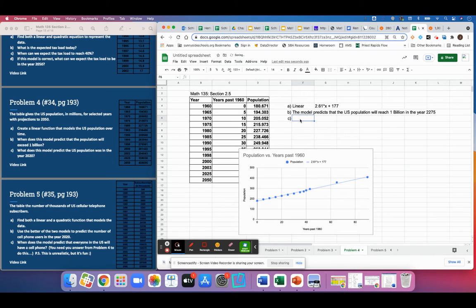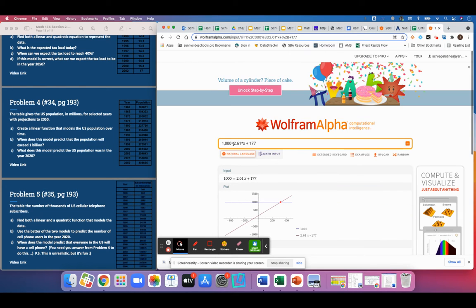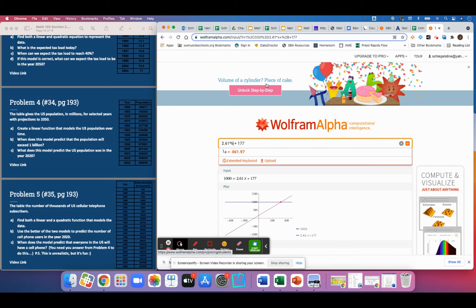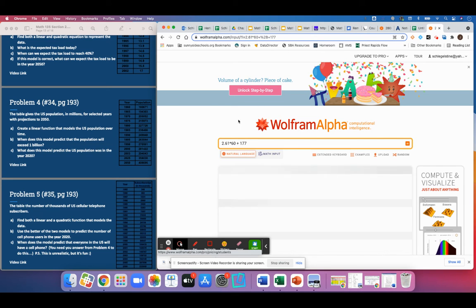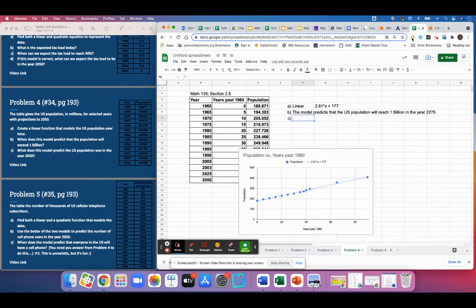So for part C, everyone, what does this model predict the US population will be in the year 2020? So that is 60 years after 1960. So we'll just take our model and we're going to put 60 in for X, which gives us a result of 333 million, 333.6 million.